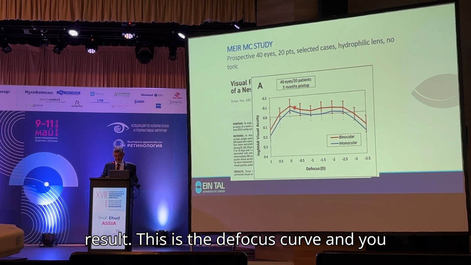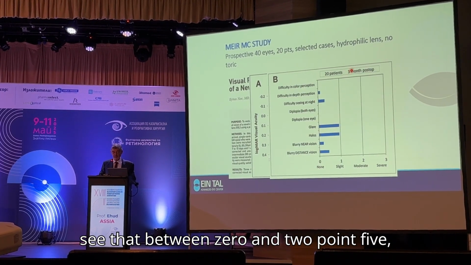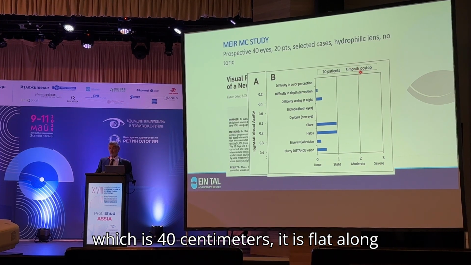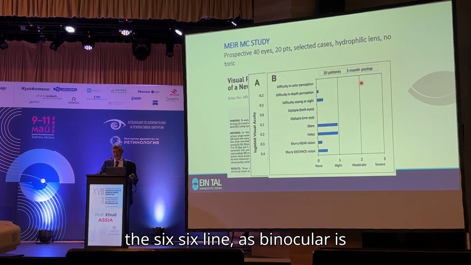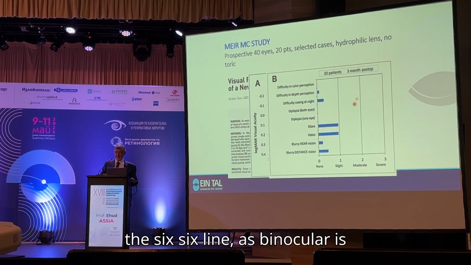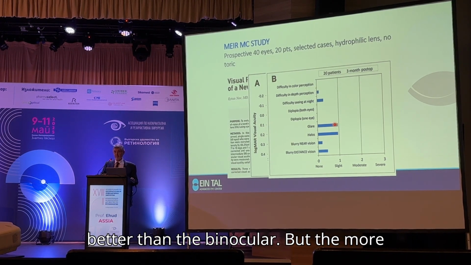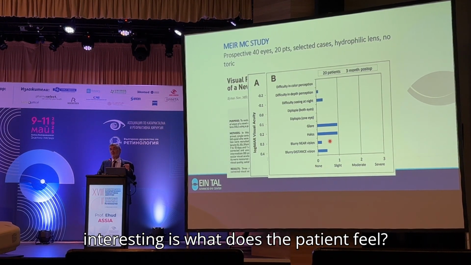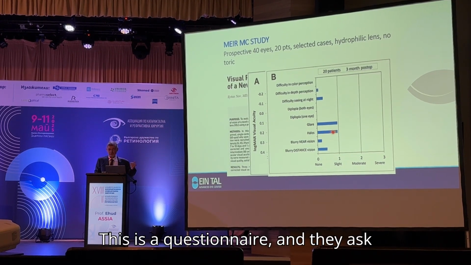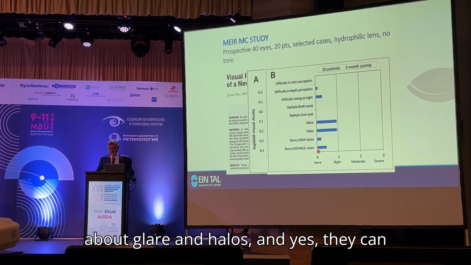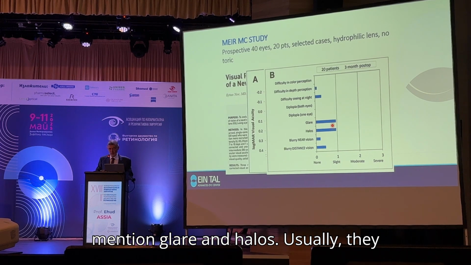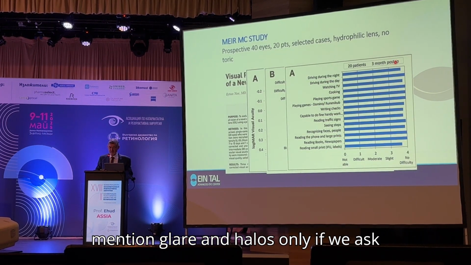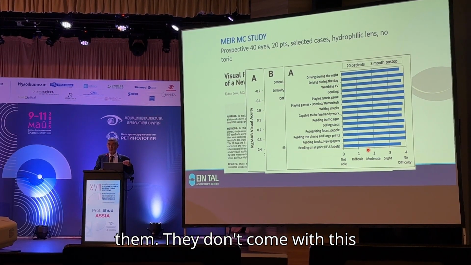This is the defocus curve, and we see that between 0 and 2.5, which is 40 centimeters, it is flat along the 6.6 line, and binocular is better than monocular. But the more interesting question is, what does the patient feel? This is a questionnaire, and they ask about glare and halos, and yes, they can mention glare and halos. Usually they mention glare and halos only if we ask them. They don't come with this complaint.